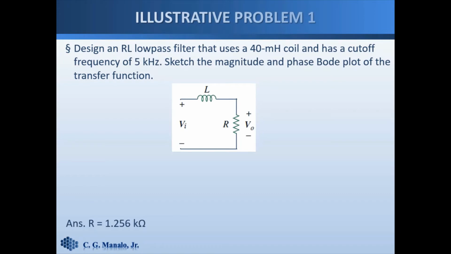Here we are to design a low pass filter using an RL circuit. Okay, so we can make a low pass filter using a series RL where we are taking the output across the resistance. Now the problem states that the filter uses a 40 millihenry coil, and the cutoff frequency is given. It is equal to 5 kilohertz.